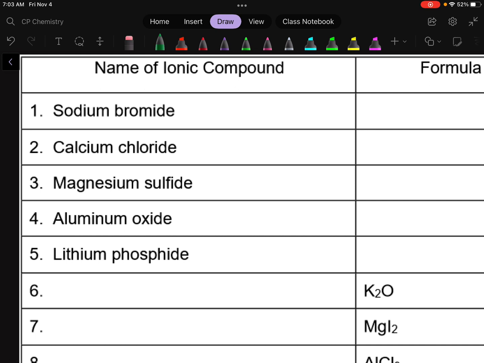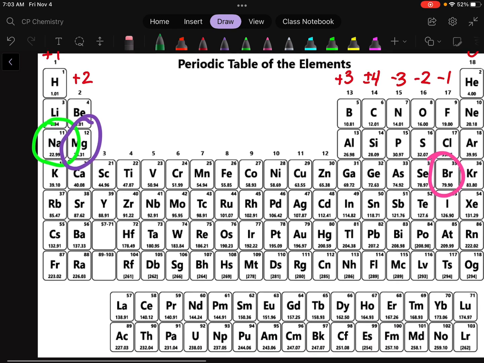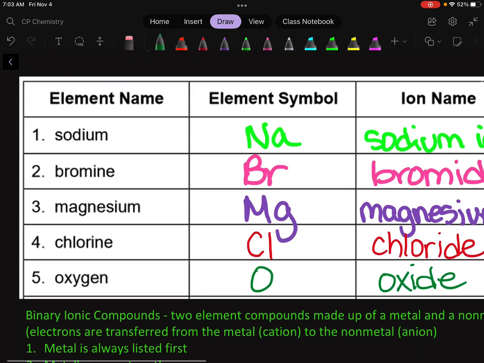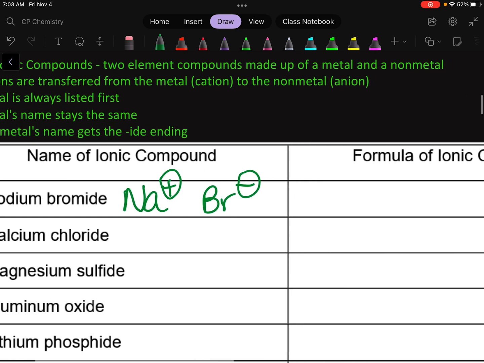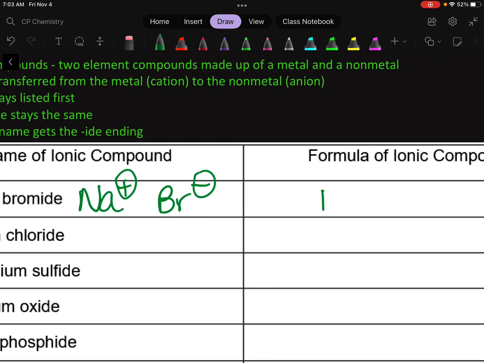So to come up with the formula, we have to do a little thinking, okay? We have to figure out what the charges are. So we find sodium on our periodic table, and it's circled in green. It's got a +1 charge. So Na+1. And bromide is bromine, and it's got a -1 charge. So you look at the charges and you think, okay, do they cancel each other out? And if they do, +1 and -1 cancel each other out. It's just one of each, NaBr. And that's the formula.